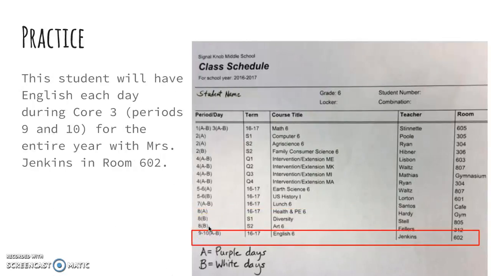Finally, let's take a look at the last class of the day. This student will have English, and that will be every day, which is why you see the A and B for purple whites, and that will be all year long. And since it's periods 9 and 10, that's uninterrupted 88 minutes, and that is what we call Core 3 for 6th graders. And this student will have Mrs. Jenkins in room 602.